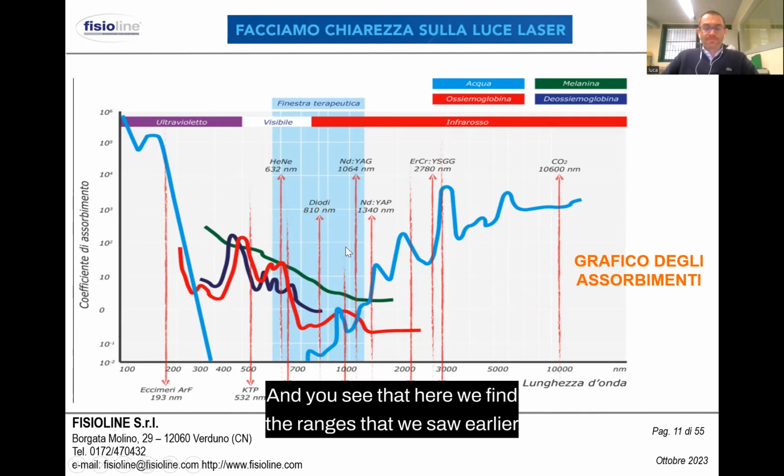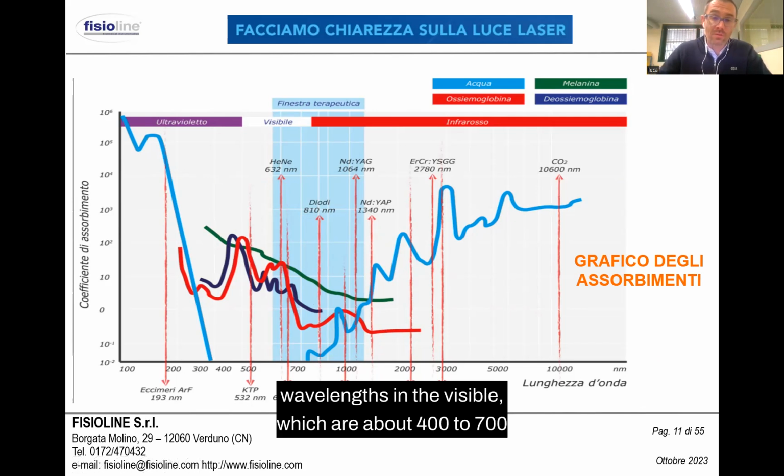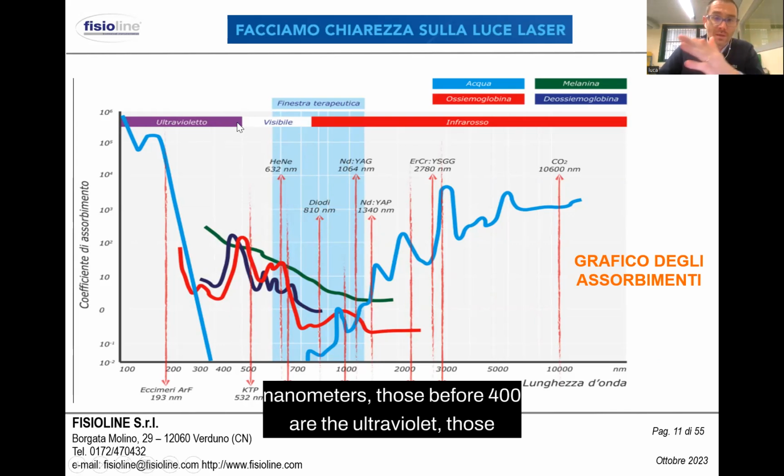And you see that here we find the ranges that we saw earlier as far as wavelengths are concerned, that is, the wavelengths in the visible, which are about 400 to 700 nanometers, those before 400 are the ultraviolet, those over 700 are the infrared.